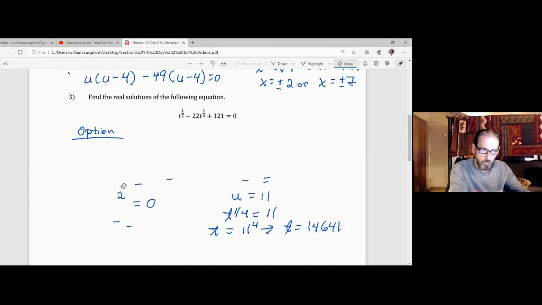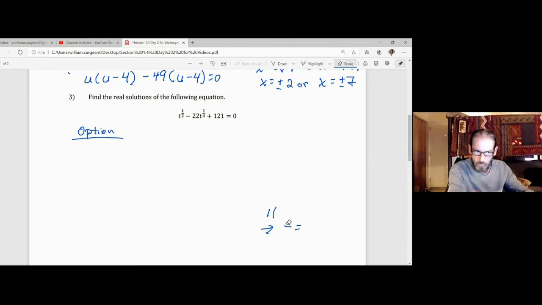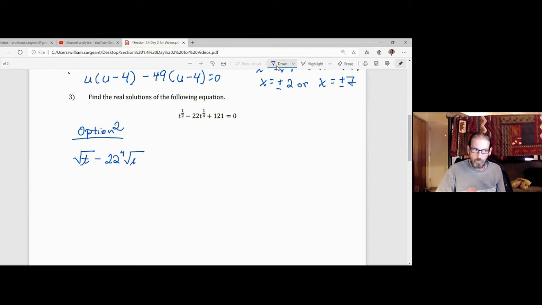I could have made use of the fact that t to the 1/2 is the same as a square root, and t to the 1/4 is the same as a fourth root. So let's check out how this would have played out if we write this using radicals instead. That'd be square root of t minus 22 times the fourth root of t plus 121 equals 0.